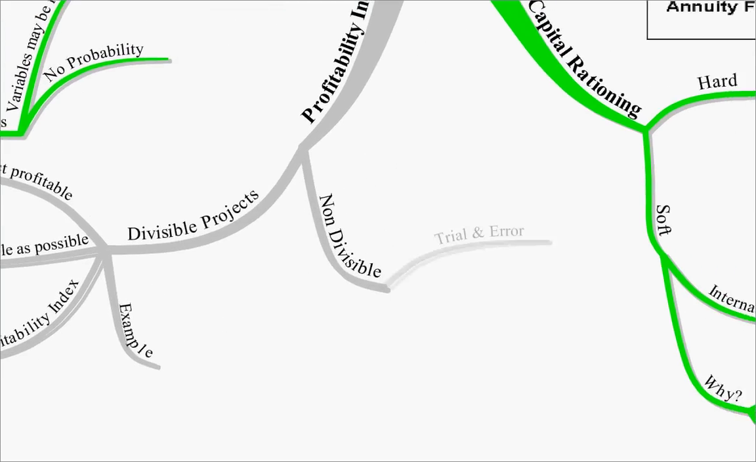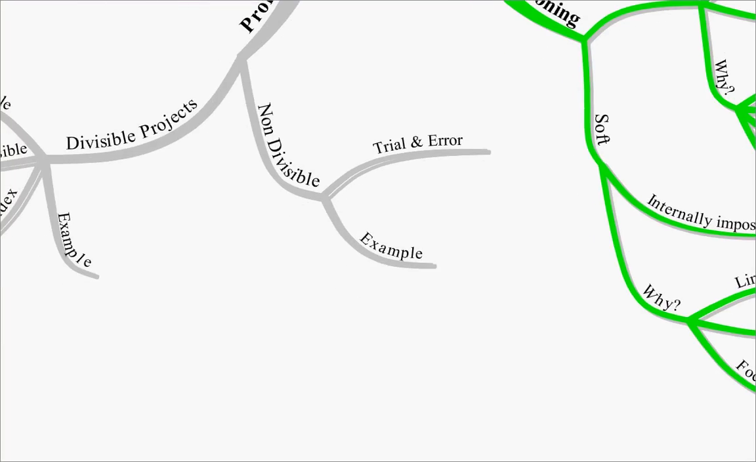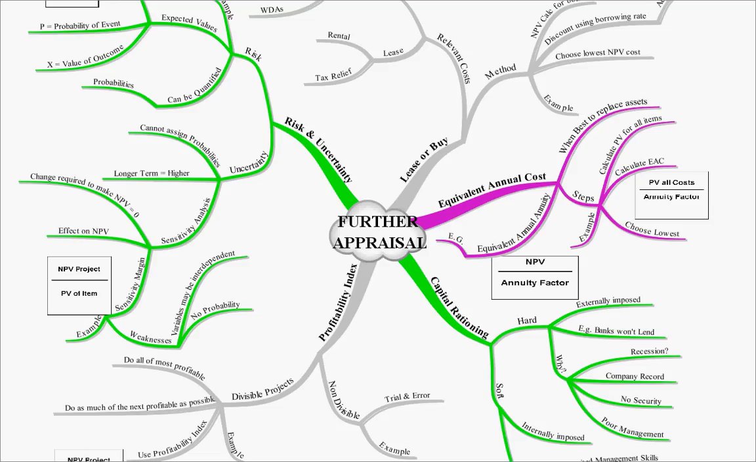If the projects are non-divisible, it's just trial and error. You'll have to see which is the most profitable and then try putting two projects together and seeing what NPV you get to. It's just trial and error. See what's the best for the business in particular. And that was our lecture on further appraisal.